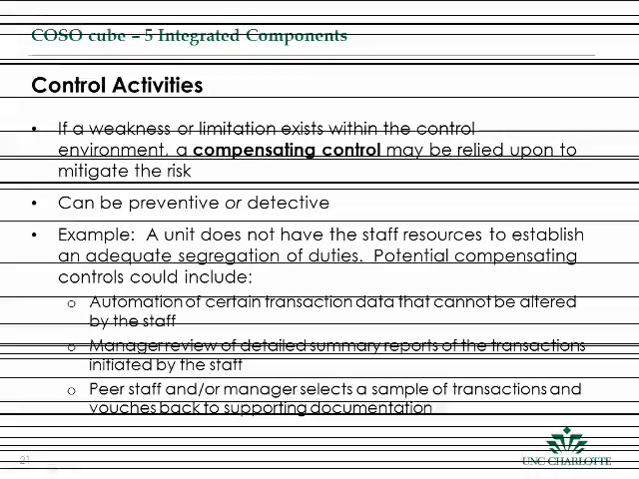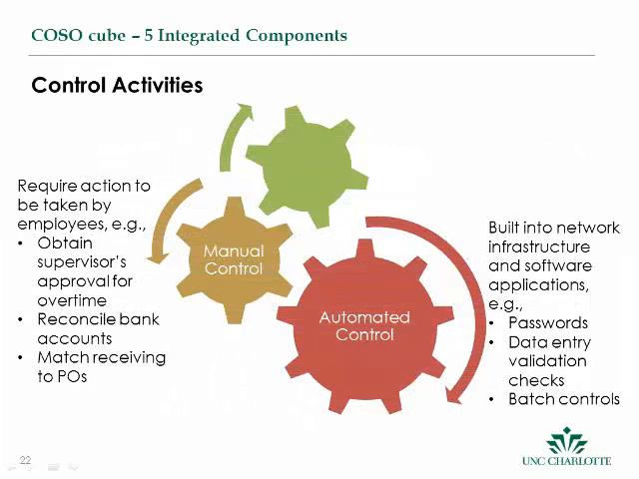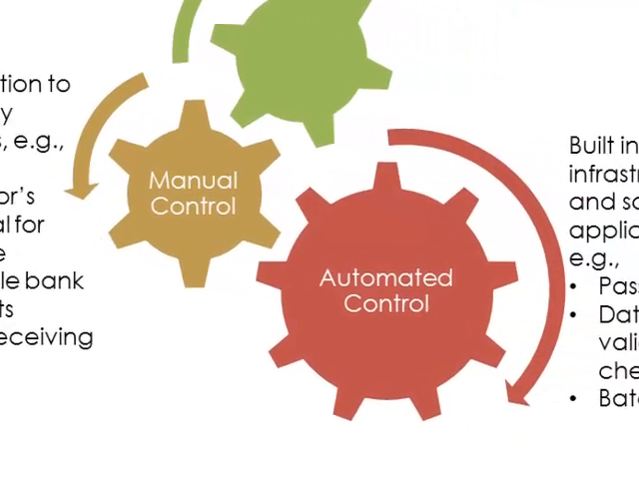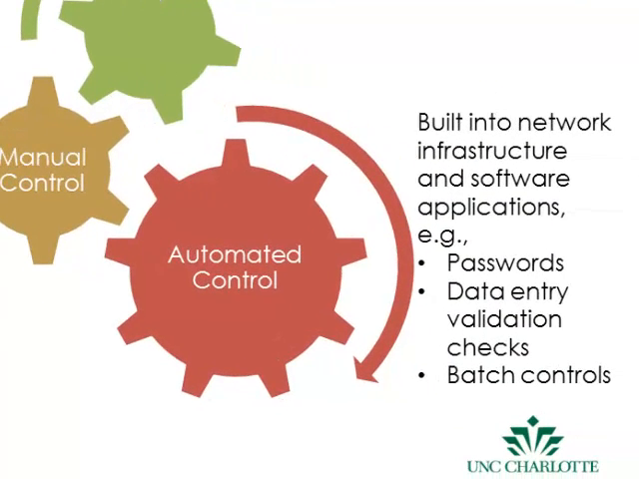The final category of controls we'll go over is manual versus automated controls. Manual controls require action to be taken by employees. Examples include obtaining a supervisor's approval for overtime, reconciling bank accounts, and matching receiving to purchase orders. Automated controls are built into the network infrastructure and software applications. Examples include passwords, data entry validation checks, and batch controls. Automated controls are more reliable and cost-effective than manual controls.